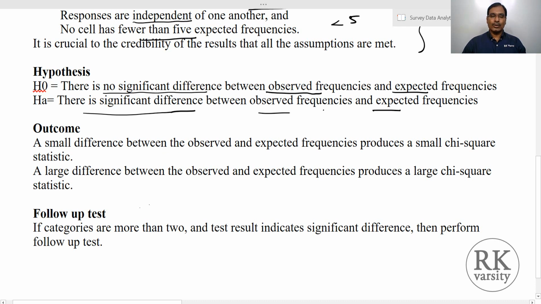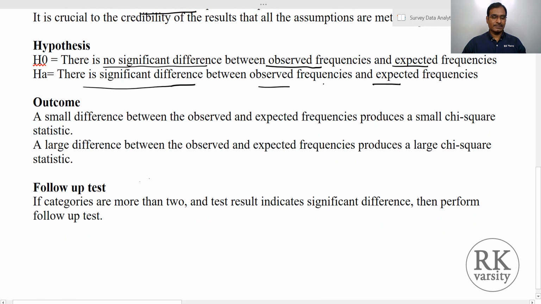Now, how are we going to interpret the result of a chi-square test? To interpret the result, we look at the chi-square value. A small difference between observed and expected frequencies will lead to a small chi-square statistic, and a large difference between observed and expected indicates a large chi-square statistic. Chi-square is denoted like this, χ². So if you have a large chi-square value, then we can say that the difference between observed and expected frequencies is very high.